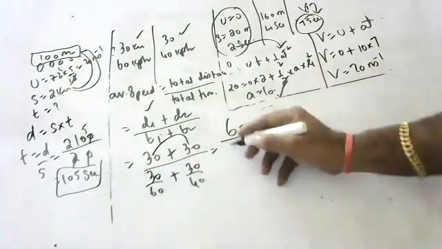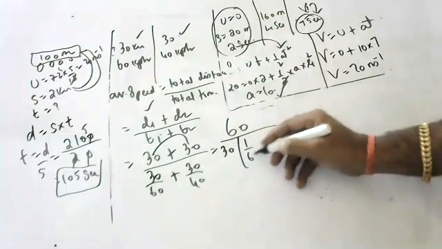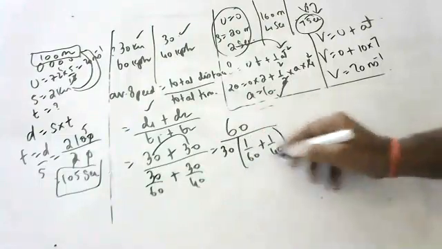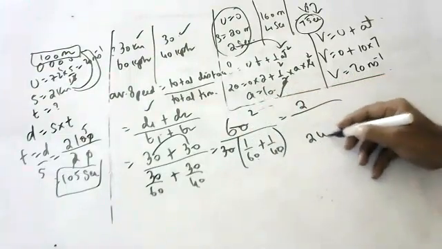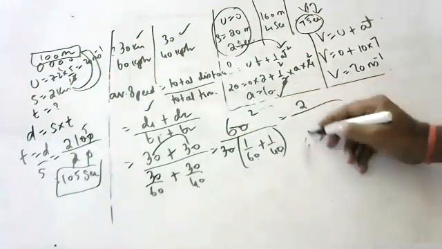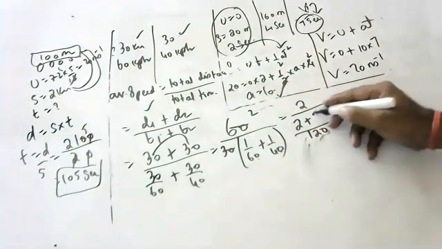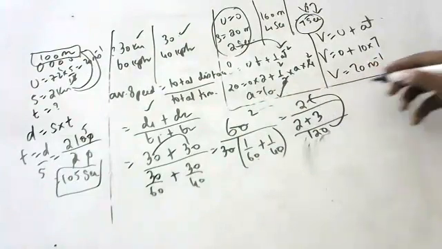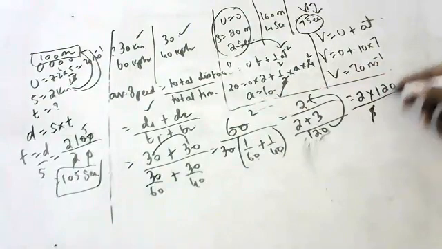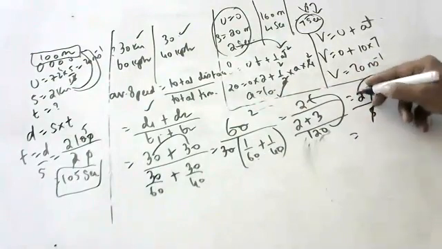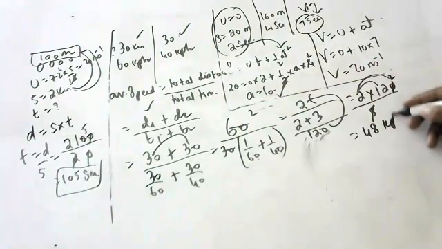Shall I take 30 common? Yes. It will become easy: 1 by 60 plus 1 by 40. Do you know how to take the LCM of 60 and 40? Yes, sir. How much? 120. 60 2s are 120, 40 3s are 120. So 2 plus 3, that goes here. How much? 60 into 120 by 5 is equal to 48 km/h.